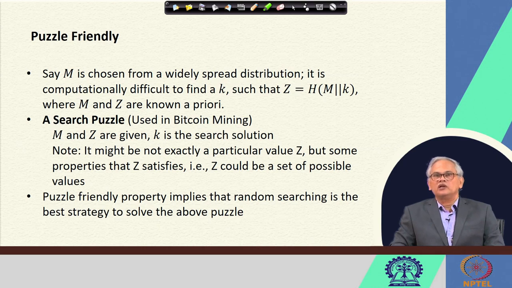So, this puzzle friendly property implies that random searching is the best strategy to solve the above puzzle, and we will see that in the process of what we call mining in different blockchains like Bitcoin, solving the puzzle is a key concept that is used there. While hash functions are puzzle friendly, solving them is not always that simple.